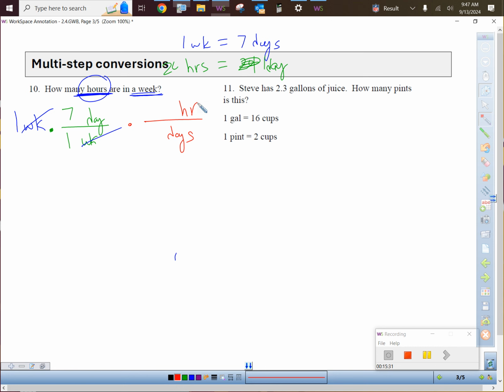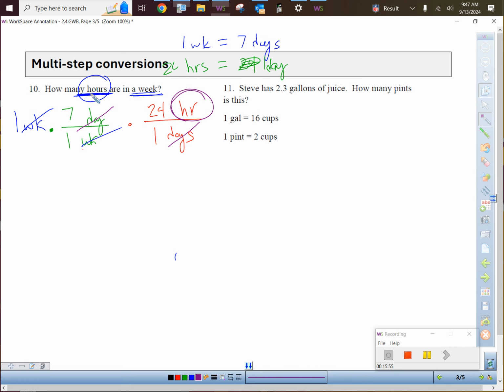So I'm just trying to start with whatever they were talking about, weeks, and get those to cancel, bring it down to days and get those to cancel. Isn't there 24 hours in 1 day? Are you with me on that? 24 hours in 1 day, and I'm getting my days to cancel out. And now I'm golden to multiply these together because I got to the label they were trying to get me to. They wanted me to get to hours.